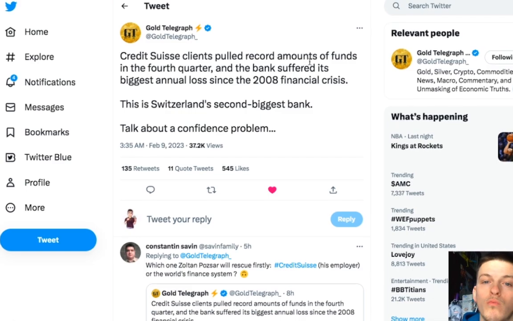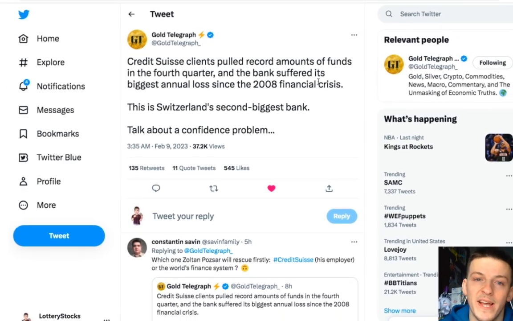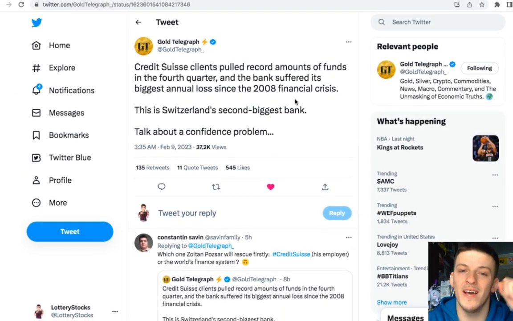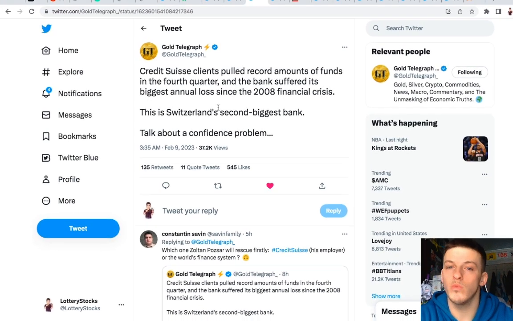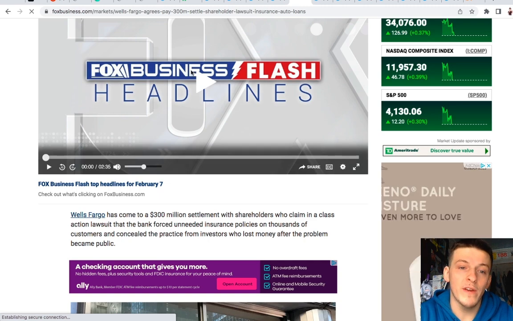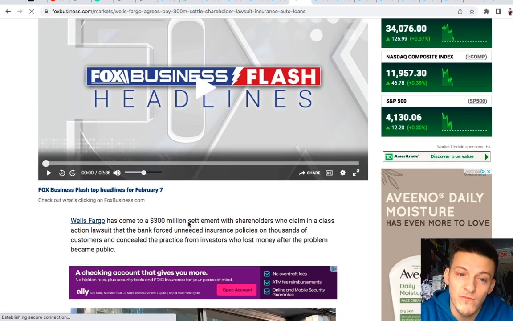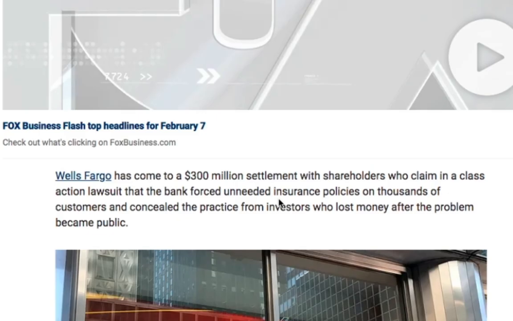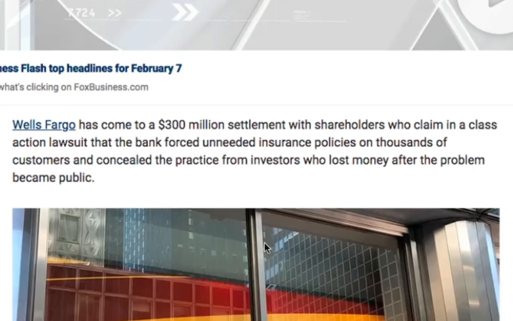Credit Suisse clients pulled record amounts of funds in the fourth quarter, and the bank suffered its biggest annual loss since the 2008 financial crisis. This is Switzerland's second biggest bank, and this is also the bank that gave AMC a price target of below $1. They also got slaughtered on earnings, and Silvergate isn't doing good as well, along with Wells Fargo coming to a $300 million settlement with shareholders who claim in a class action lawsuit that the bank forced unneeded insurance policies on thousands of customers and concealed the practice from investors who lost money after the problem became public.